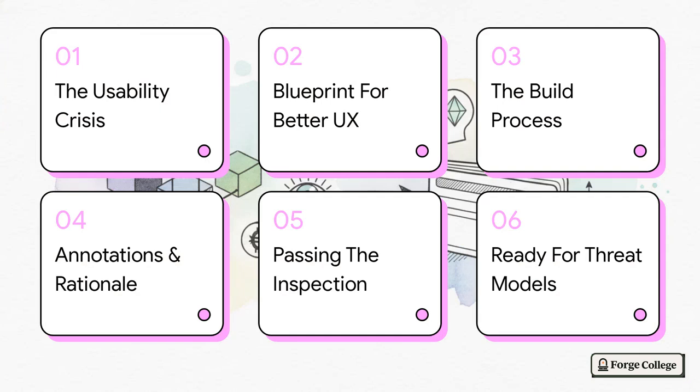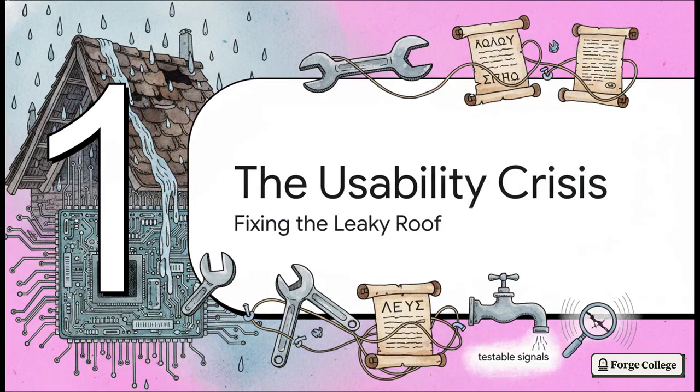So here's our game plan for today. We'll briefly cover the usability crisis, draft a blueprint for better UX, and then walk right through the actual build process. After that, we'll talk annotations and rationale, figure out how to pass inspection, and finally, get ready for threat modeling. All right, part 1, the usability crisis, or as I like to call it, fixing the leaky roof.